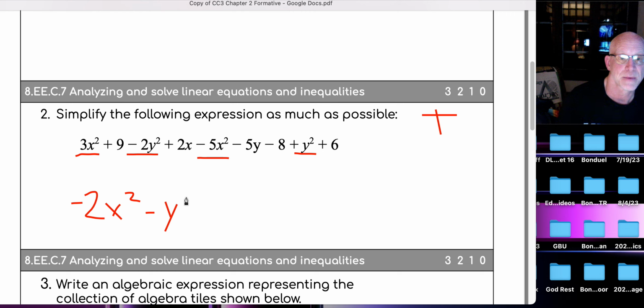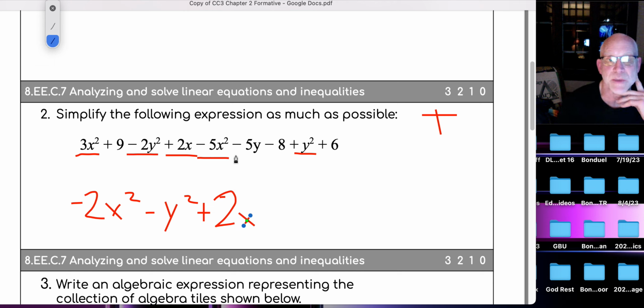Okay? Next, how many x's do we have? We have 2 x's. We don't have to add any more or take any more away. So now we're adding 2 x's plus 2 x's. Okay? And now how many y's do we have? We have negative 5 y's. All right, so negative 5 y's.